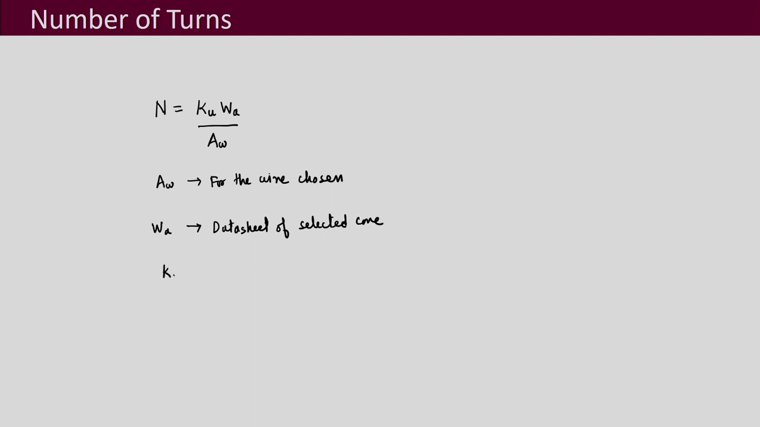And Ku is a value you have chosen, so you can take it like 0.4 or 0.5. So, this will be giving you the number of turns N that are possible to fit in that window of the core that you have selected.